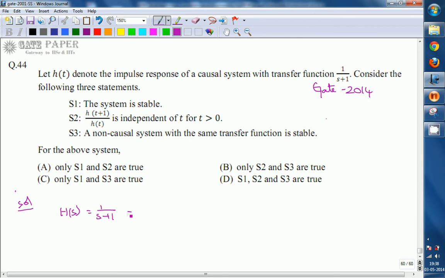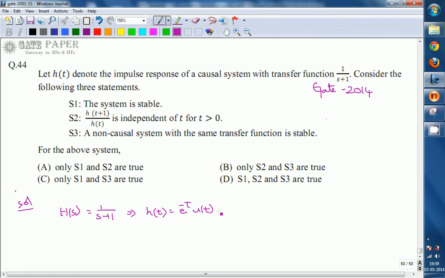So the causal system is nothing but, by calculating the inverse Laplace transform, we will get h of t equals e power minus t u of t. So u of t exists only on the positive time axis. There are no values on the negative time axis. So the system is causal here.